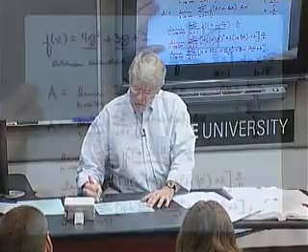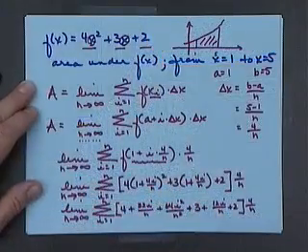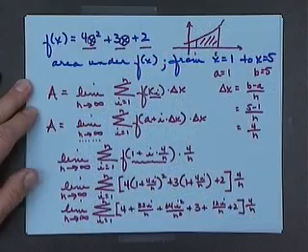Plus 2, and then everything inside the brackets is going to get a factor of 4 over n multiplied by it.